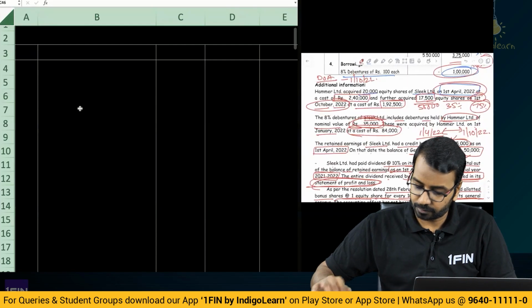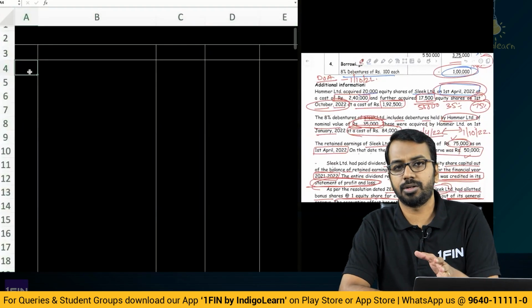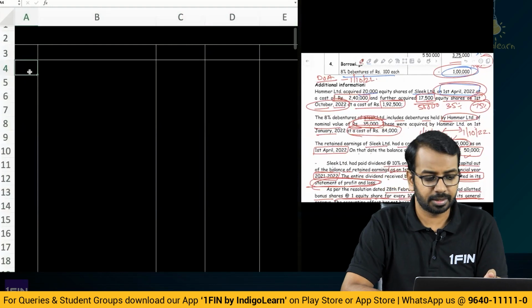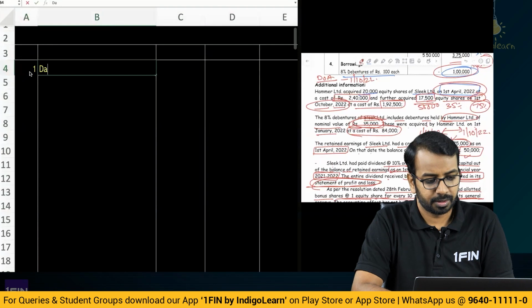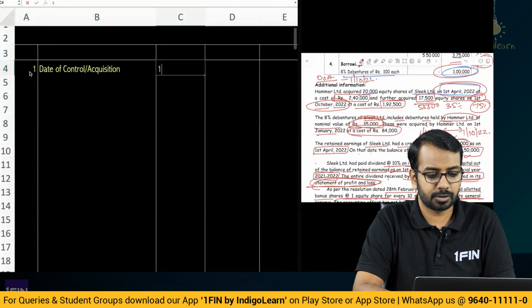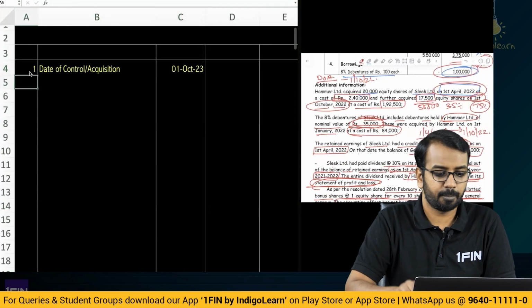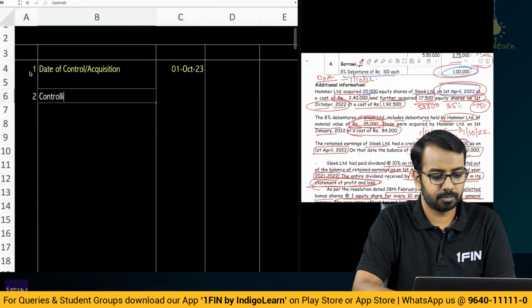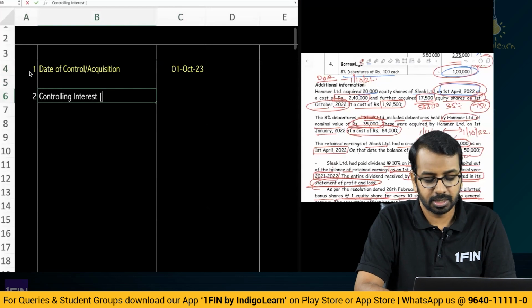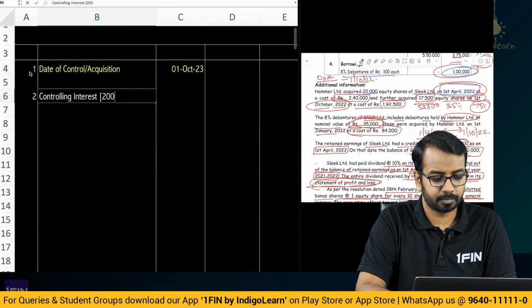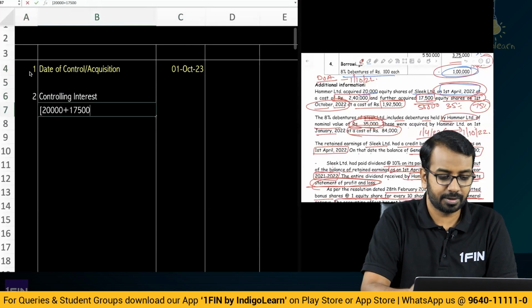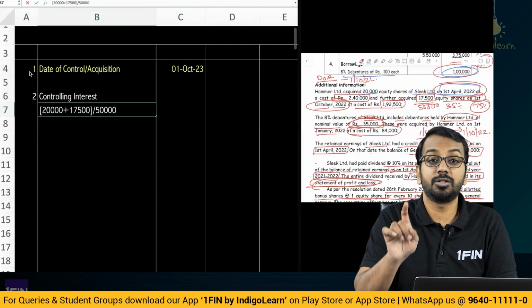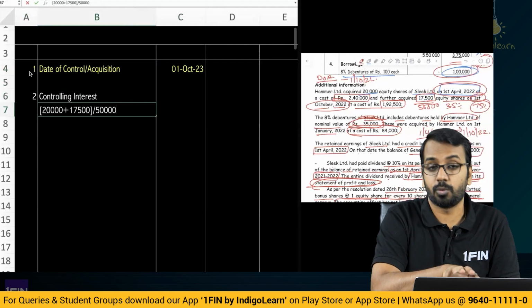So first thing, just note down what is the date of consolidation and what is the controlling interest and non-controlling interest, just for reference. In examination, to save time, you can ignore that as well. So date of control or acquisition is when, 1st of October of 2023, right? Then controlling interest. Controlling interest is how much? They have said 20,000 shares. Controlling interest is how much? 20,000 shares plus 17,500 shares divided by 50,000 shares. Please note, bonus impact has not yet been given, so this is without bonus calculation, okay?